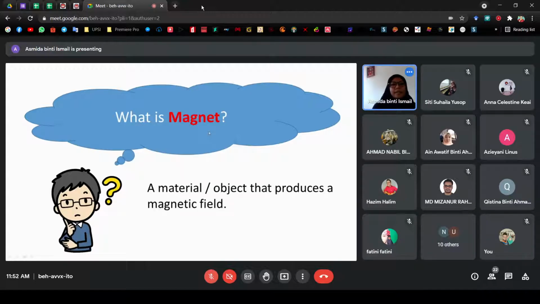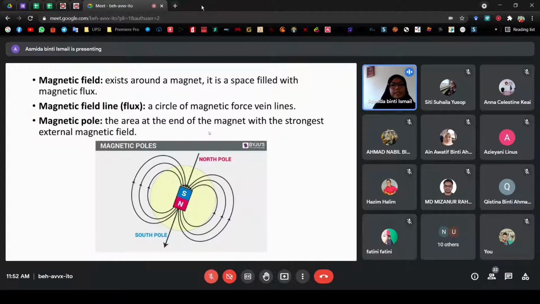What is magnet? Okay. It is a material or object that produces a magnetic field. What is the magnetic field? Magnetic flux and magnetic pole. Magnetic field exists around the magnet. It is a space field with a magnetic flux. Magnetic line or magnetic flux is a circle of magnetic force field lines, and magnetic pole is that area at the end of the magnet with a stronger external magnetic field.